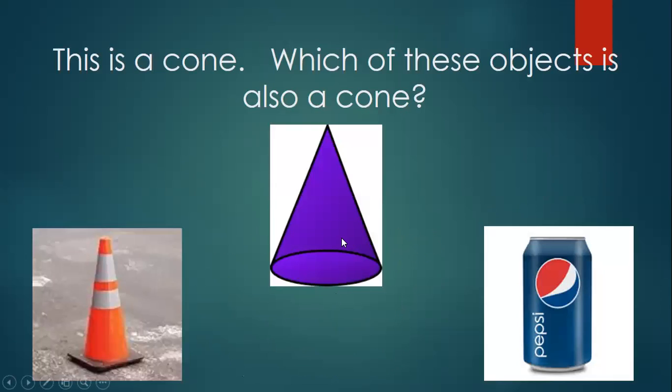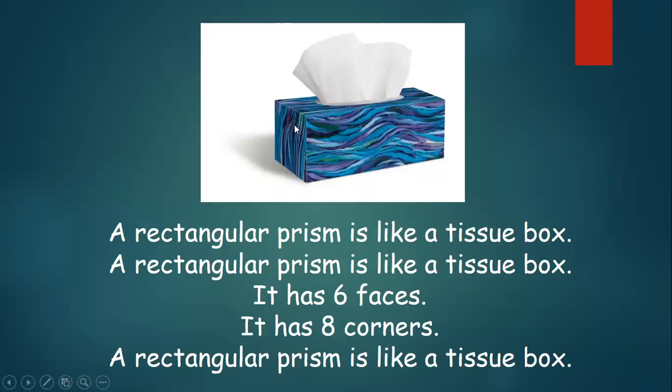This is a cone. Which of these objects is also a cone? Yes, you can tell me right here. It is the orange construction cone. Ooh, now we see a box of tissues, and it is, you got it, a rectangular prism.